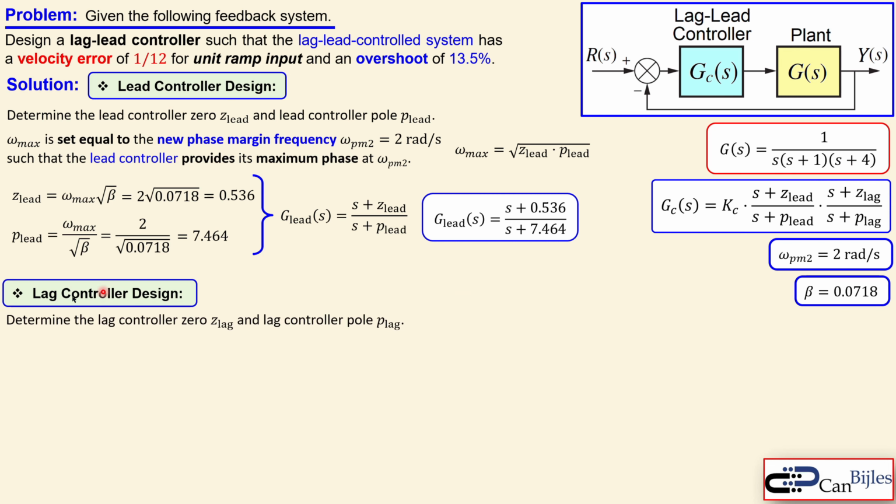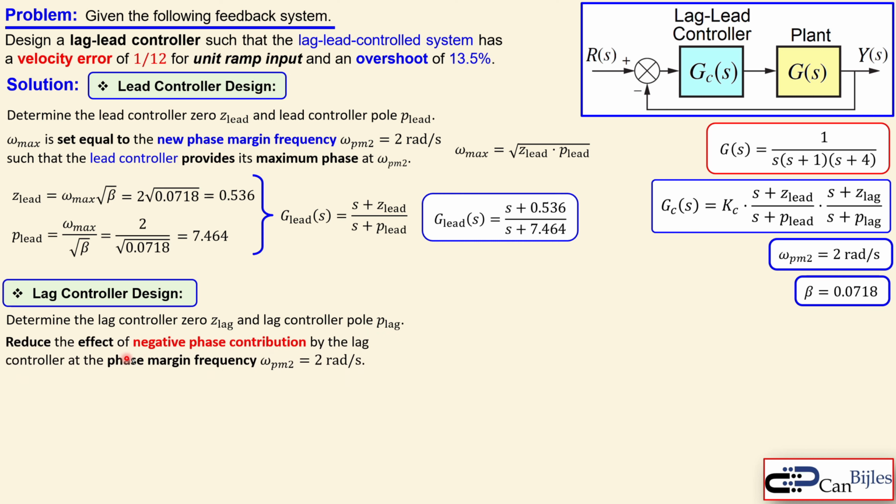Now going to the lag controller, it's also related to that beta. So the lag controller 0 and also the lag controller pole must be determined. Now to reduce the effect of the negative phase contribution by the lag controller at the phase margin frequency, it is important that you select a specific 0 location for your lag controller. So for that, we set the higher break frequency, the lag 0, about 1 decade below the phase margin frequency. This is just a rule of thumb.